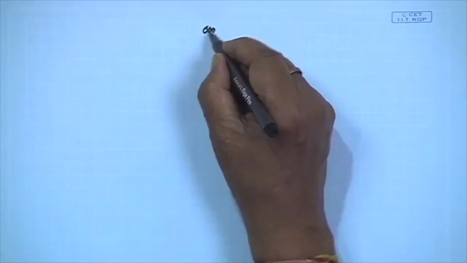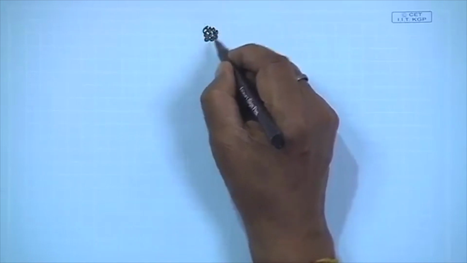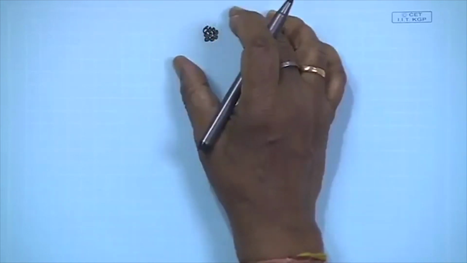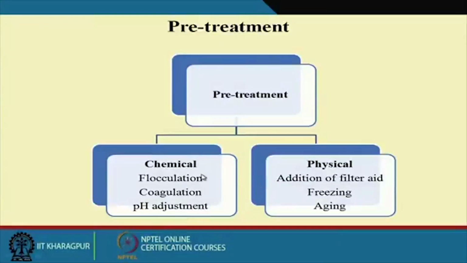This bacteria has the characteristic of producing polysaccharide gel, and since it produces the polysaccharide gel, it has a sticking property, because one cell will stick to the other cell. So when cells stick to other cells, agglomeration of the cells will take place. When the agglomeration of the cells takes place, the particle size will be bigger. When a bigger particle is there, it can easily be separated. That is called flocculation.